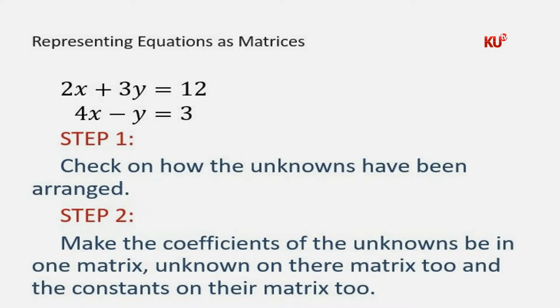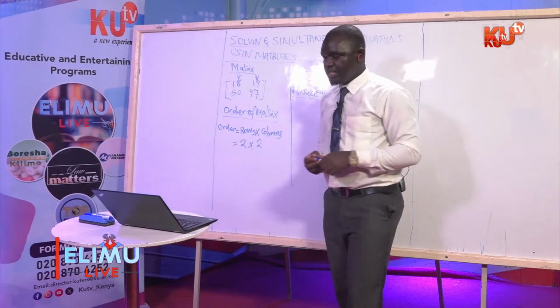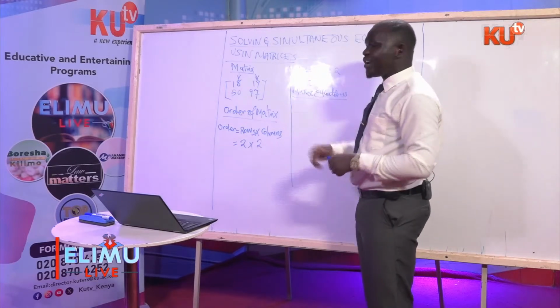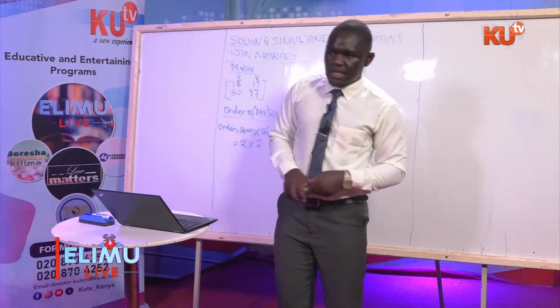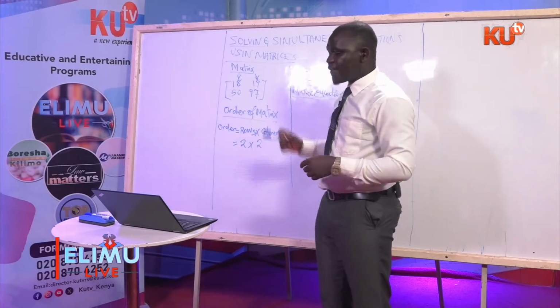Step number 1, check on how the unknowns have been arranged. When we talk about the unknowns, learners, we are simply referring to the x and the y.